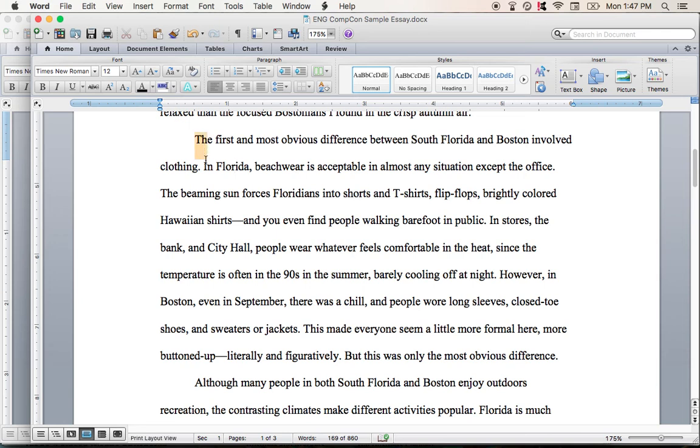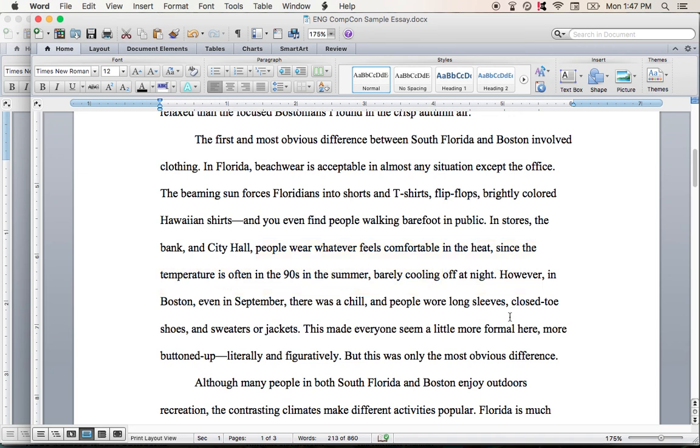We've got the topic sentence first. There are differences between these two places involving clothing. And then we have this phrase, in Florida. This is a signal phrase. It lets the reader know, first, we're looking at Florida. We're going to talk about one place first, and I'm going to explain what I mean about there being a difference. Beachwear is very acceptable. Here are some examples of what they wear. People walking barefoot. Here are the places where they wear it. And then here is an explanation of why.